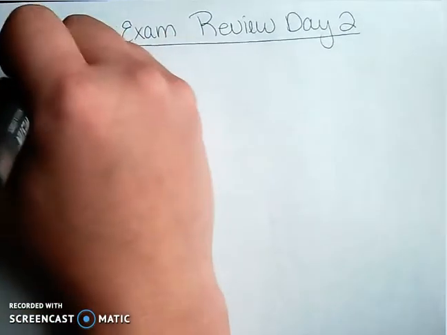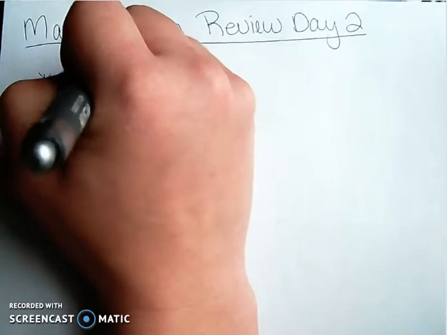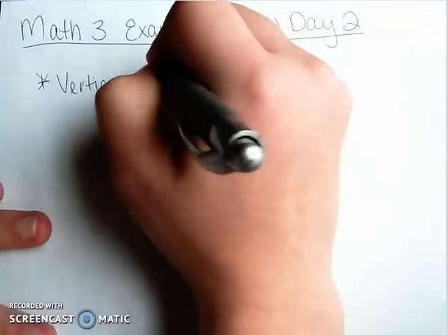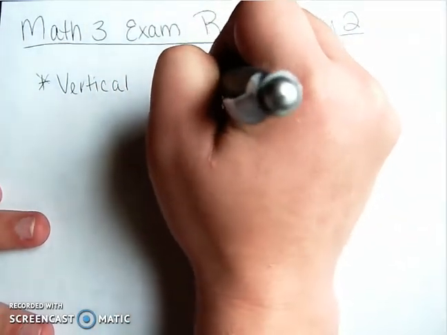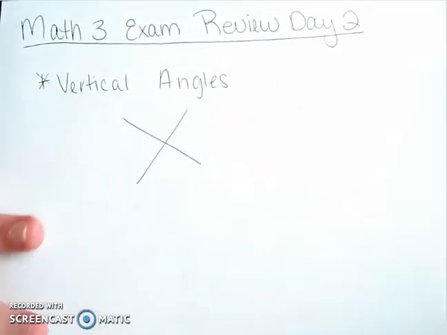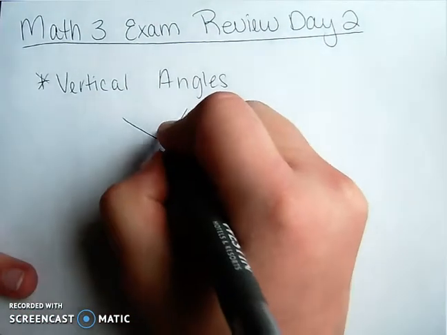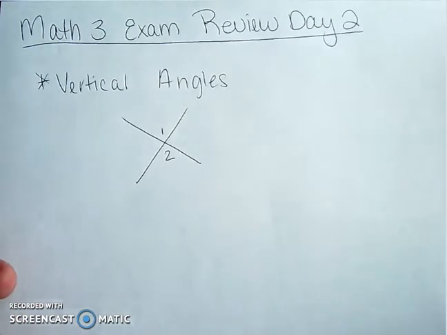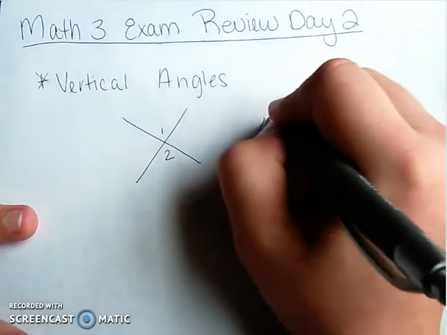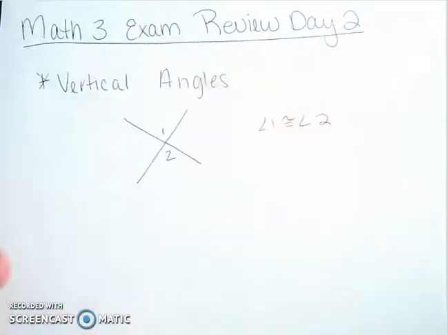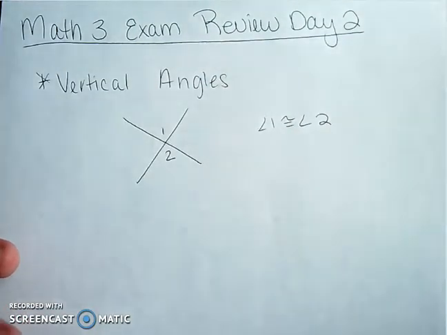And the first thing is vertical angles. Hopefully you remember what vertical angles are. Vertical angles are created when two lines cross each other, and 1 and 2 would be vertical angles. The definition is that they are angles that are created when opposite rays intersect. The great thing about them is angle 1 is congruent to angle 2. So if angle 1 was 50, so would angle 2.